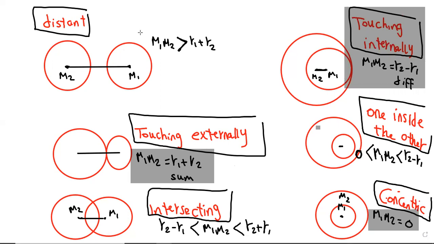If they are two distant circles, look, here's R1 and here's R2. You will find that M1, M2 is greater than the sum. And if they are two intersecting circles, you will find M1, M2 is greater than the difference and less than the sum. What is M1, M2 again? It's the line of centers, the line that joins the two centers of the two circles.